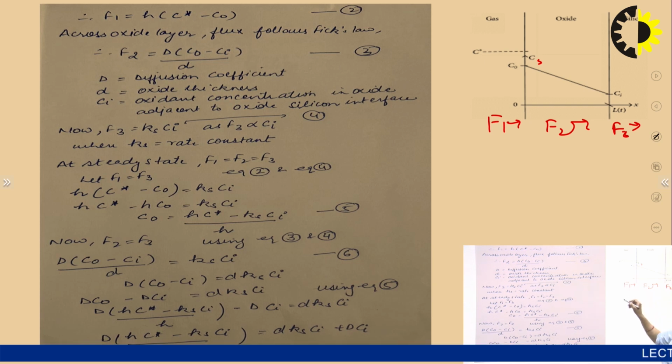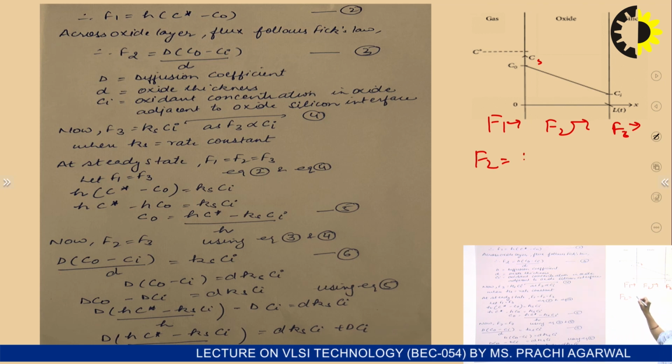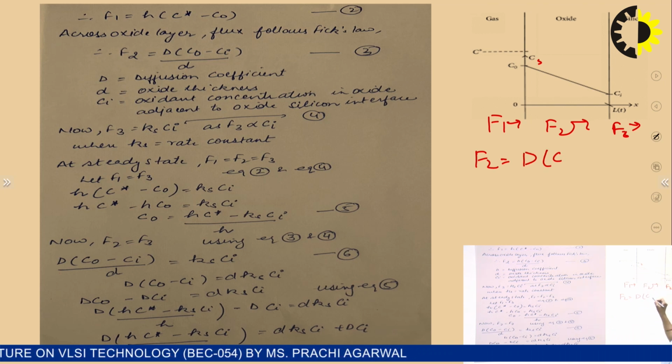So we will be using F2, flux 2. Flux 2 is written using Fick's law, which says that it is directly proportional to the concentration gradient, which is actually here C0 minus Ci, right?